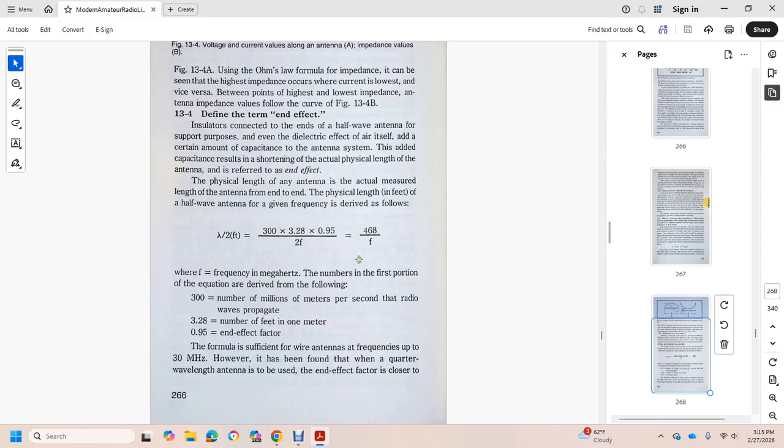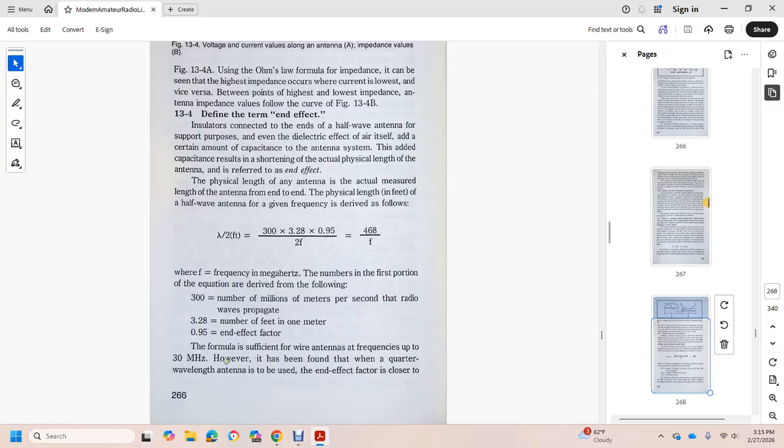The frequency in megahertz is found from the equation derived in the following: 300 divided by the number of meters, since the radio wave propagates at 300 million meters per second, and 3.28 is the number of feet in 1 meter. 0.95 is the end factor in the formula, which is sufficient for antenna frequencies up to 300 megahertz.